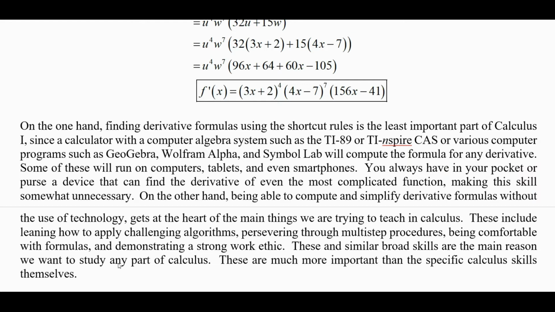You can probably even just call on your voice assistant, Siri or whatever, and ask, and it will tell you the derivative of any function you want. So that makes the skill somewhat unnecessary on the one hand. But on the other hand, being able to compute and simplify derivative formulas without the use of technology really does get at the heart of some of the main things we're trying to teach in calculus.